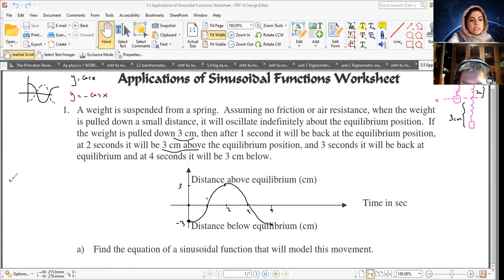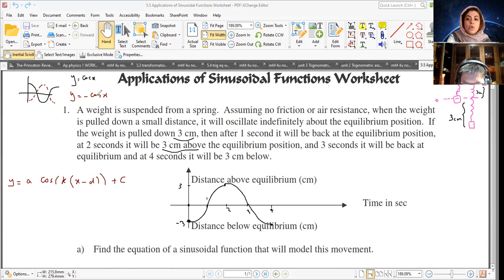So the general equation is y equals a cosine. I decided to use cosine, you could use a sine, but here, k times (x minus d) plus c.